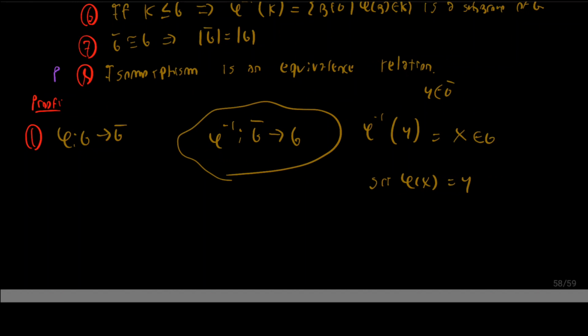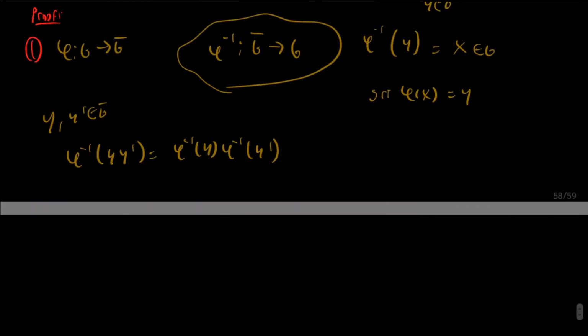And so all we have to show is that, given y and y prime in G bar, phi to the minus 1 of y times y prime is equal to phi to the minus 1 of y times phi to the minus 1 of y prime. So this is all we have to show basically. Okay, so let's see. Phi to the minus 1 of y prime will be mapped to an element x tilde of G, and this element x tilde is such that phi of x tilde is equal to y prime.